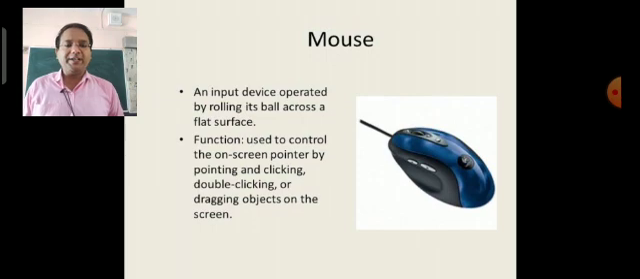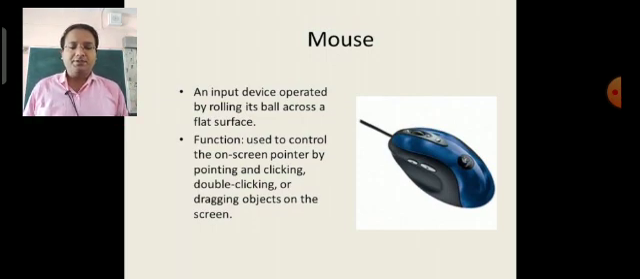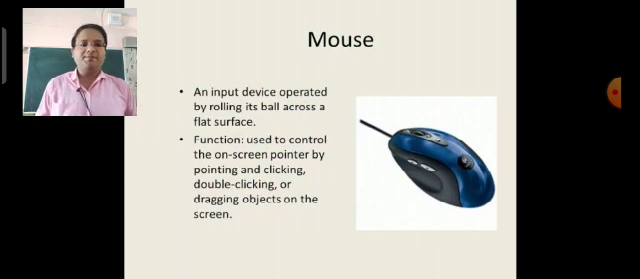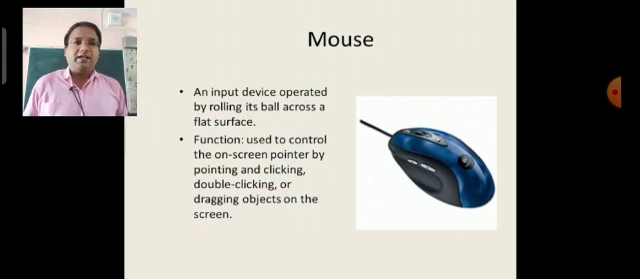Mouse is a small pointing device with 2 or 3 buttons on its top. It is used for selecting and opening objects in the computer. It is also used while drawing pictures on the computer. It operates by rolling its ball across a flat surface, and is used to control the on-screen pointer by pointing and clicking, double clicking or dragging objects on the screen.